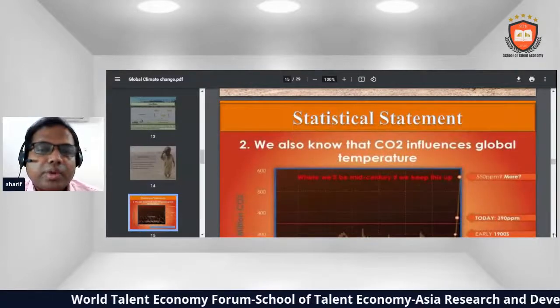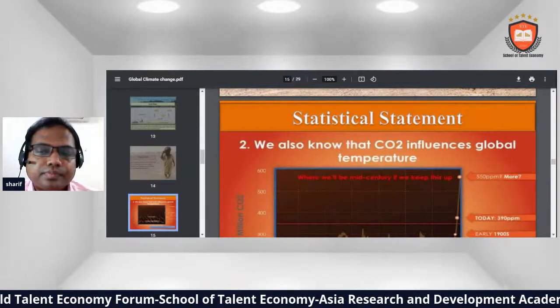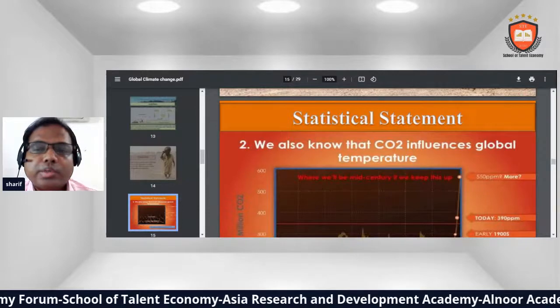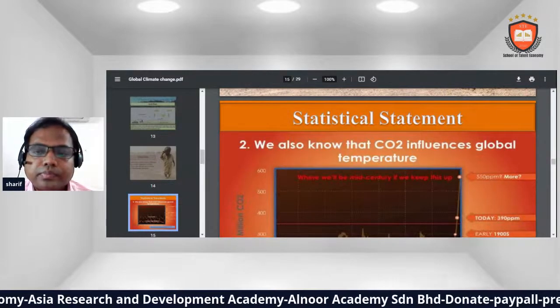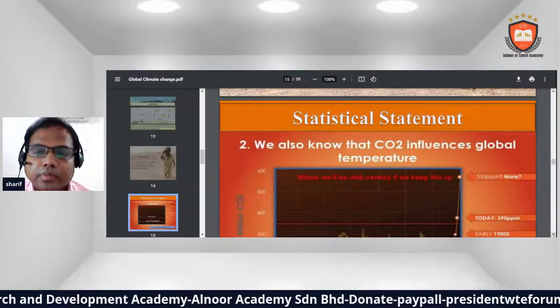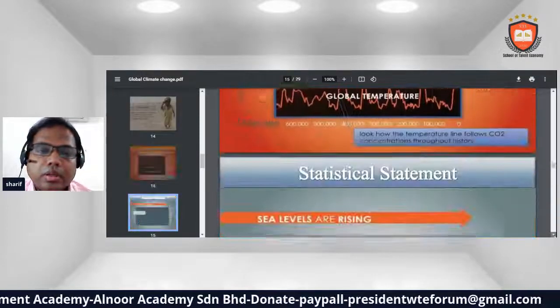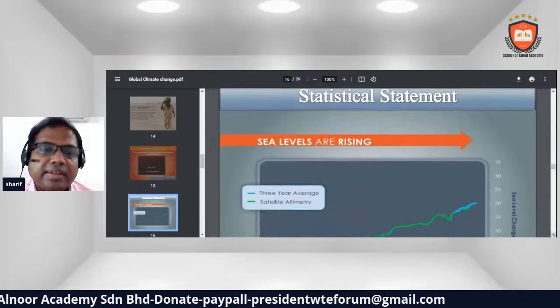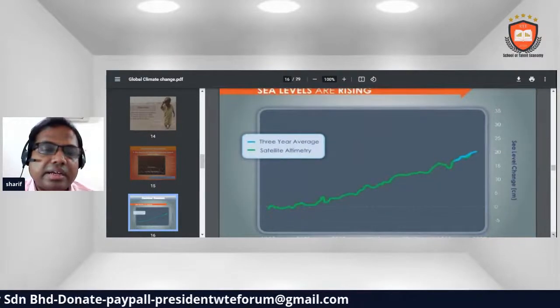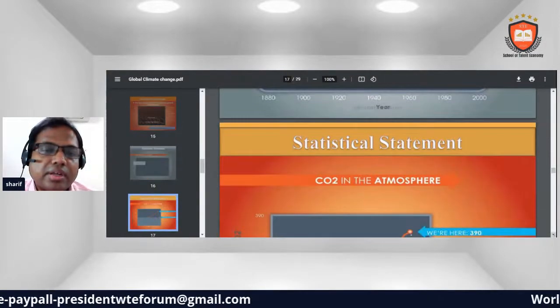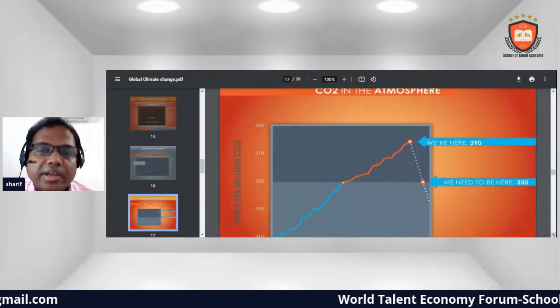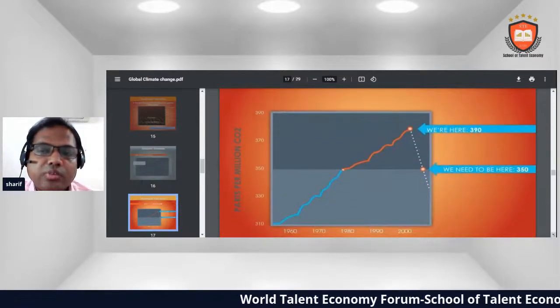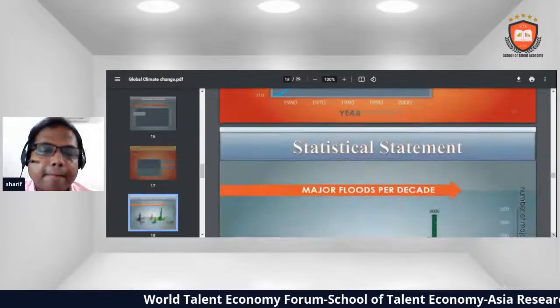Statistical statement. We can know that CO2 influences global temperature. Statistically, sea levels are rising, shown by a 3-year average of satellite data. Statistical estimate of CO2 in the atmosphere: we are here at 390 and we need to be at 350.